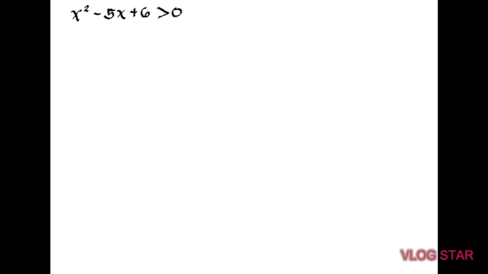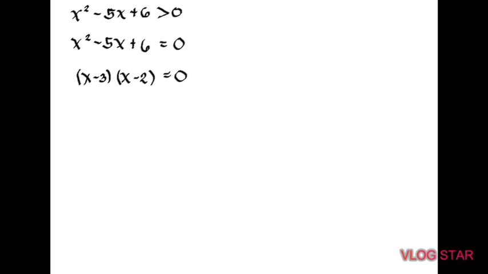The first thing we should do is to write this as an equation. So we will change the inequality symbol to an equal symbol, and this will become x squared minus 5x plus 6 equals 0. And the next step is to get the factors of the trinomial x squared minus 5x plus 6. And this will become the quantity of x minus 3 times the quantity of x minus 2 equals 0.